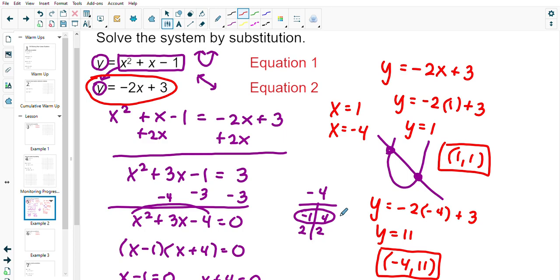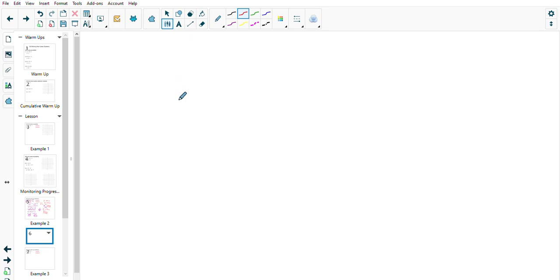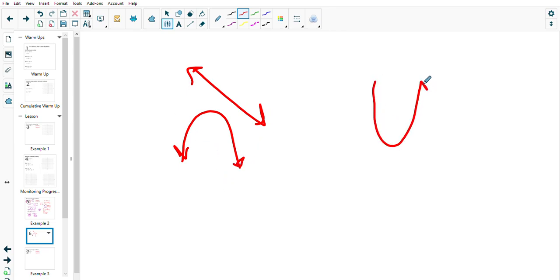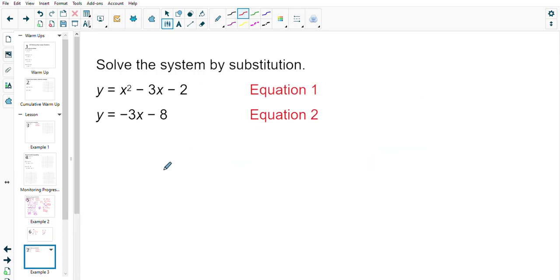Now when you solve a system by substitution, sometimes you can get no solution, for example, you could have a graph like this and then like this. These two functions would never intersect each other, so that would be no solution. You could also have one solution, where it would intersect here and just intersect one time. So you can have two solutions, one solution, or no solution. Let's look at a situation where you would end up with just one solution or no solution.